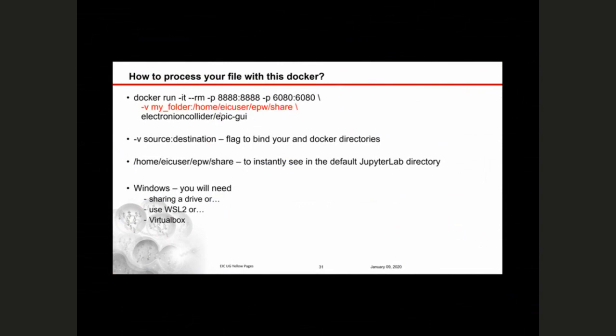Okay, the next question: how can you process your file, for example your Monte Carlo file or whatever, and get access to your system with this Docker image? It's done with one more flag, which binds your folder with some folder on the Docker. And we propose this Docker with this folder because you will see it under the Jupyter environment. There's also a little problem with Windows on sharing, but it's easy to Google.